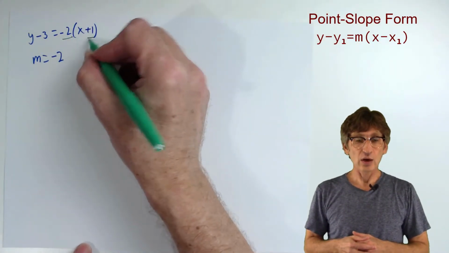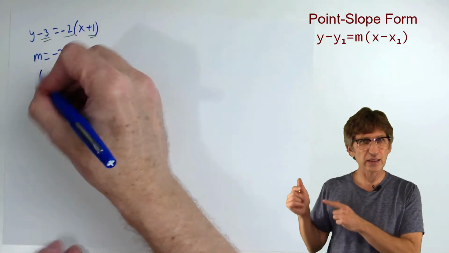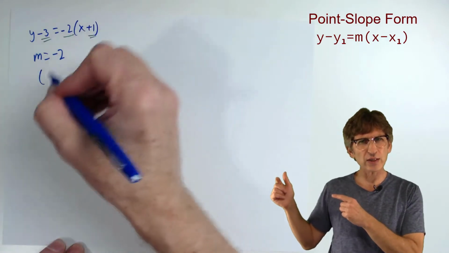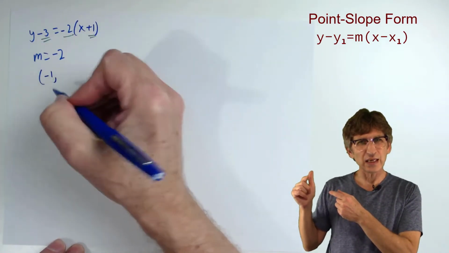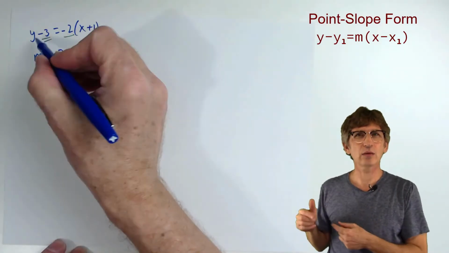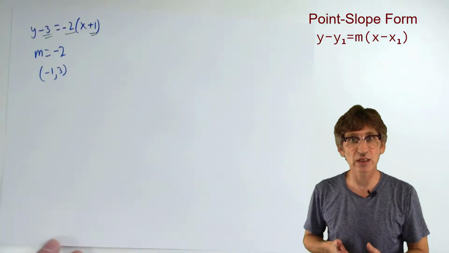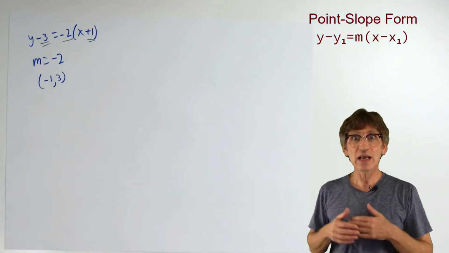What is the point? Well, x minus x1, y minus y1. So we have x plus 1, so that means the x value is actually negative 1. x minus negative 1 would give us the x plus 1 in the equation. y minus 3 gives us the 3 for the y value.